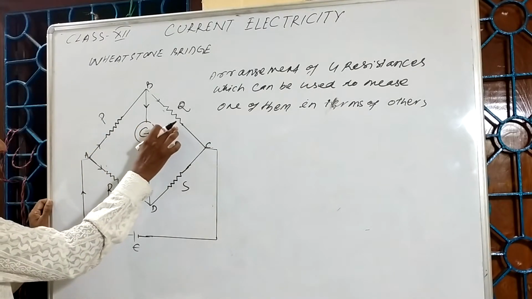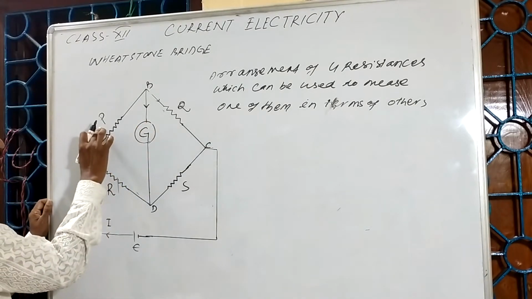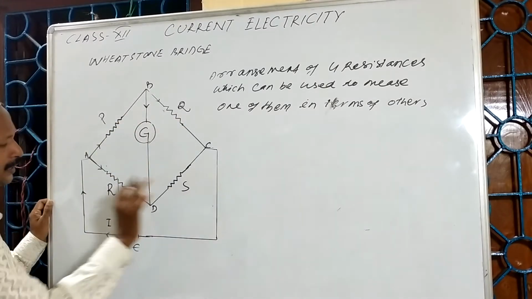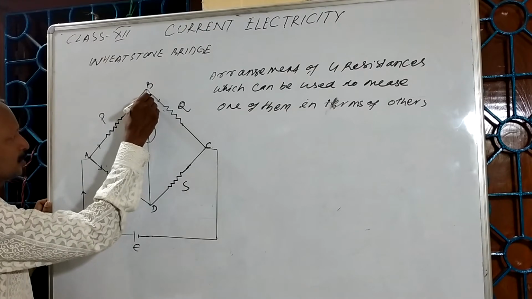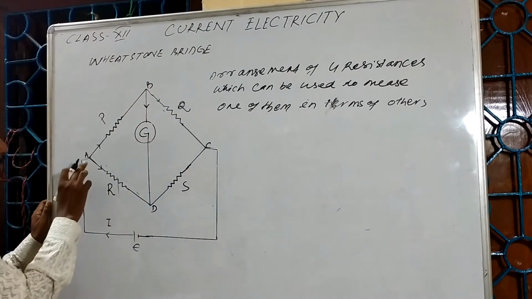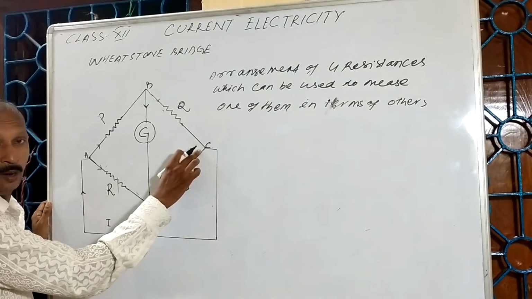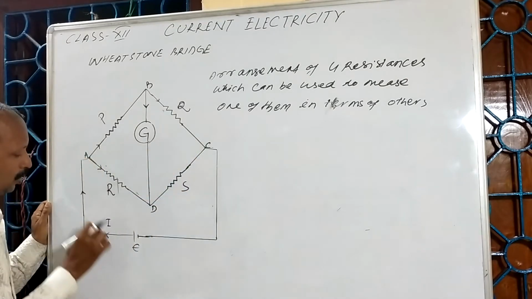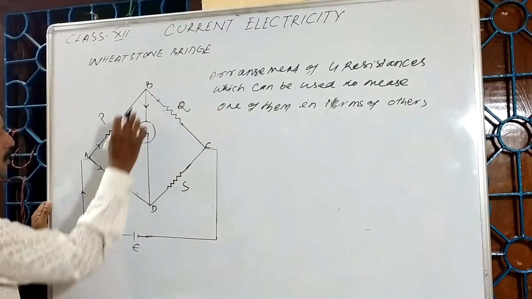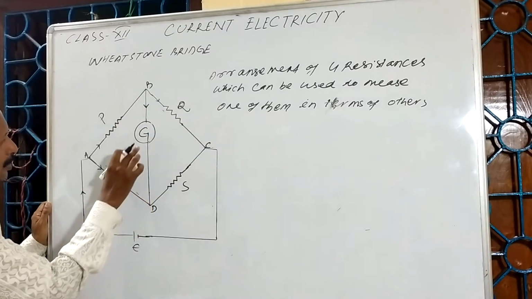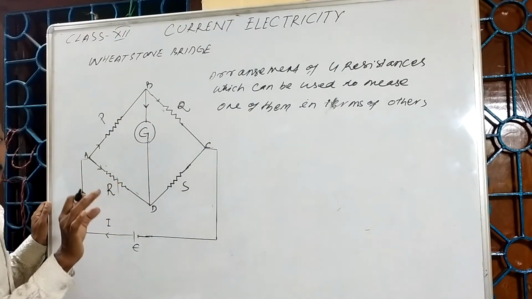See this diagram, how it is constructed. Four resistors are there. The resistances are P, Q, R and S. A, B, C, D, four junctions are there. Junctions A and C, the opposite junctions, are connected with a battery. Junctions B and D are connected with a galvanometer.